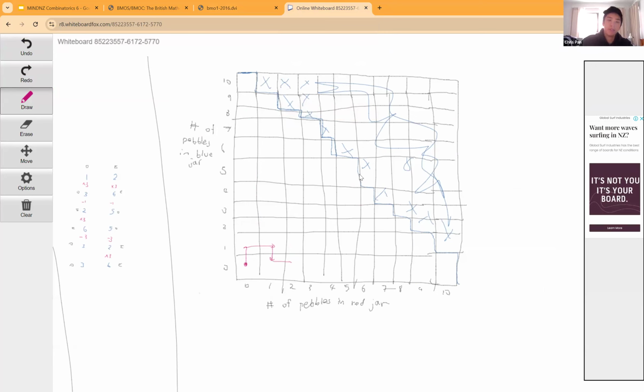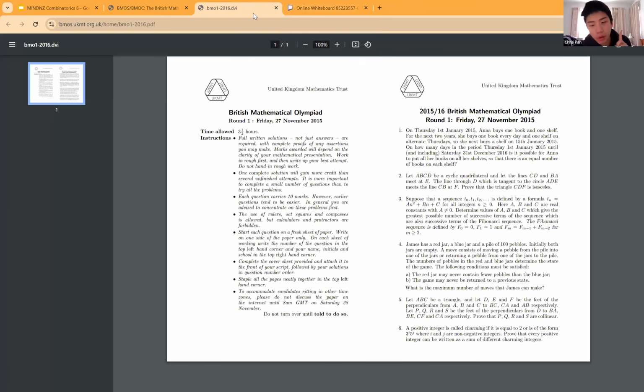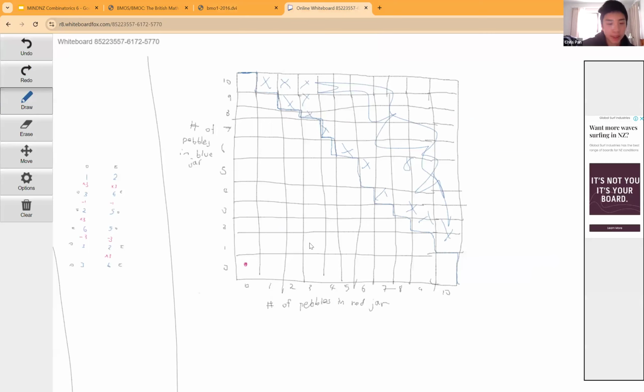But finally, you have the final condition, which states that the number of pebbles in the red jar may never be fewer than the number in the blue jar. Okay, so what options does that eliminate? Well, this option will be eliminated because that means that the red jar has 0 while the blue jar has 1, right? Similarly, this one, this one, this one, this one. Okay, all of these are eliminated, right?